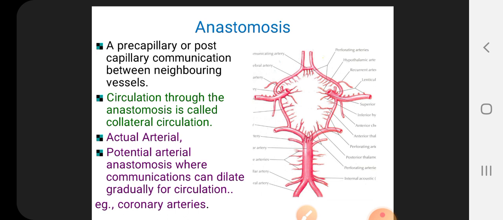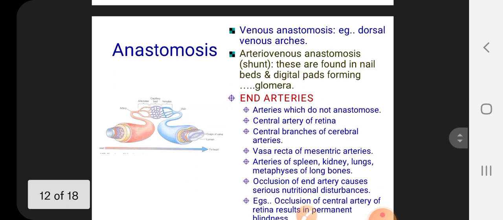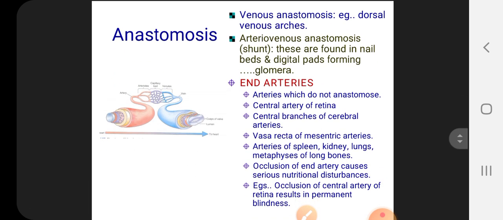There are types of anastomosis. Arterial anastomosis can be actual or potential, where the communications dilate gradually for circulation. An example is the coronary arteries. The other one is venous anastomosis, for example the dorsal venous arch. Number 3, arteriovenous anastomosis. These are found in nail beds and digital pads, forming the glomeruli.